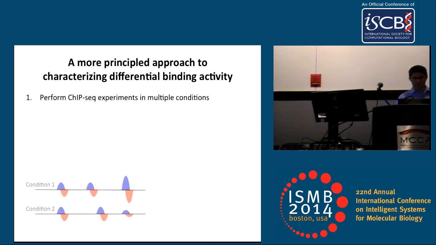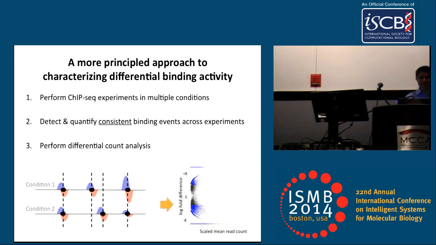Given that we might have multiple conditions of ChIP-seq for a given transcription factor, we want to get to this point, which is performing a principled differential count analysis using techniques that have been pioneered for RNA-seq analysis, like edgeR or DESeq or other approaches like that. Now, to get there, what we're particularly concerned with is this middle step. How do we detect consistent binding events across conditions? How do we quantify the binding level at each of those consistent events?